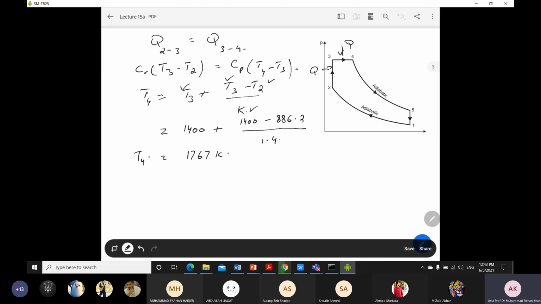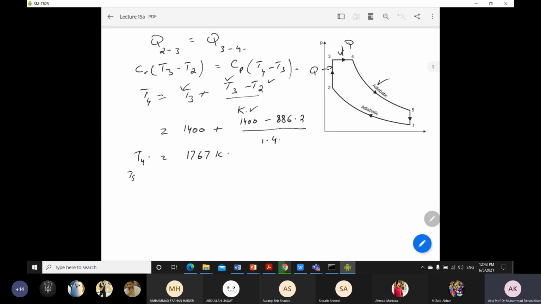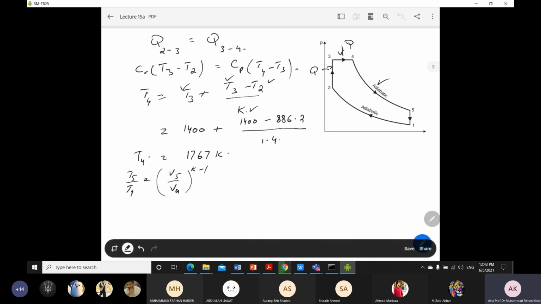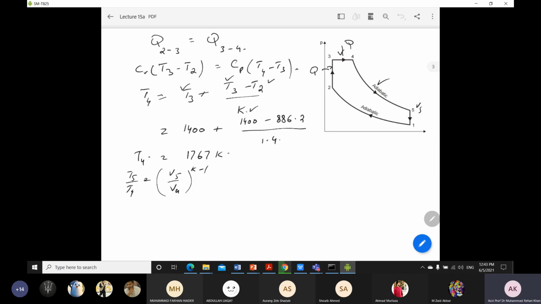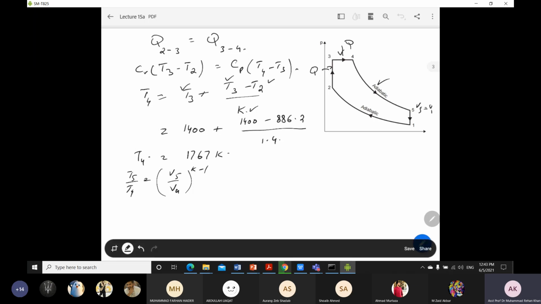Okay, so now the last point is T5. For T5 we can easily apply one isentropic relation between 5 to 4. So it turns out to be T5 over T4 is equal to V5 over V4, to the power k minus 1. Now we do not have the value of V4 with us, and V5 is equal to V1 from the PV diagram, so we have to first find the value of V4.